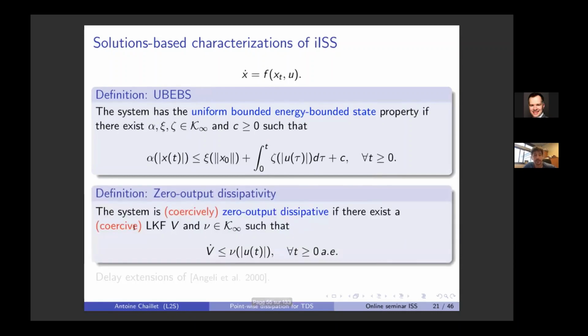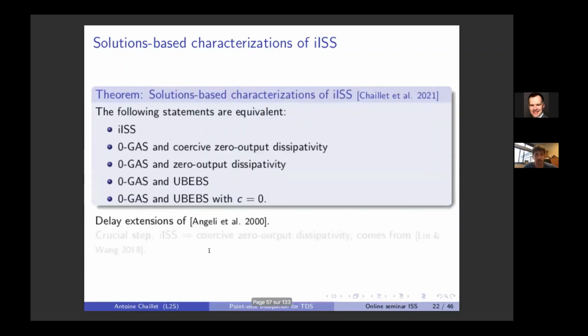The second notion I need is zero-output dissipativity. It requires that there exists an LKF V such that V dot is smaller than gamma of u(t). It's a rather weak assumption. You have no negativity in terms of the state here, just a positive term in the input. We call it coercively zero-output dissipative simply if V is coercive. Here again, these are natural delay extensions of the work by Angeli and co-authors. So based on this, I have this characterization of integral ISS.